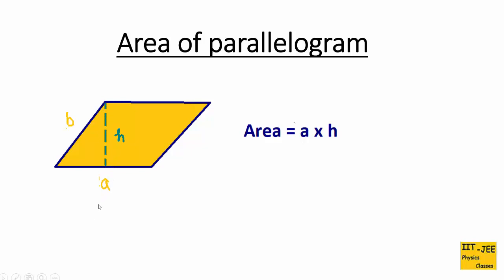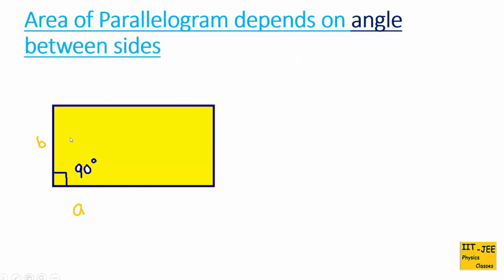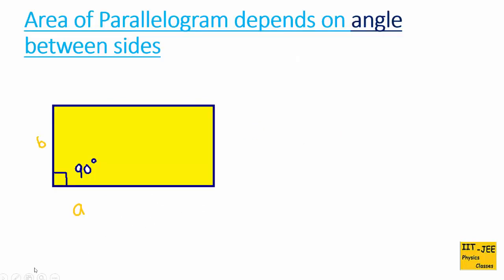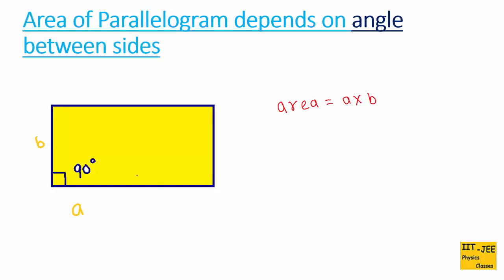If we are taking the same sides A and B, we can draw different figures of parallelogram with the same sides. The area of a parallelogram depends on the angle between the sides. If the angle between the sides is 90 degrees, then the area would be A cross B. This is the maximum area a parallelogram can have.